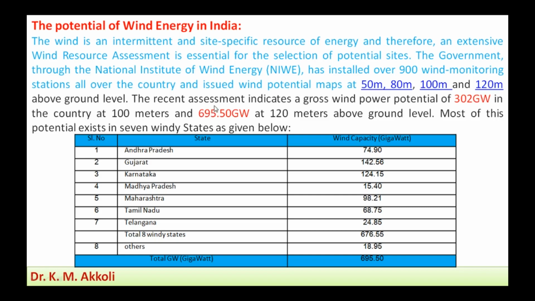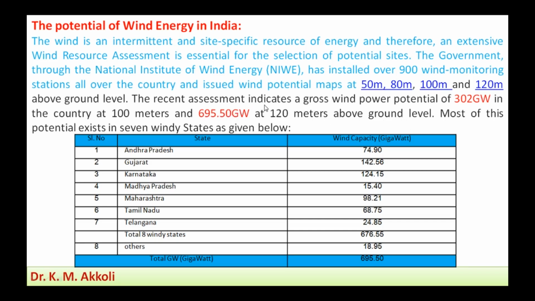Here, you should know that if you move upwards from the ground level, the wind velocity increases. The reason for that increase in velocity is the obstacles on the ground surface. It may be buildings, industries, or hills. Those obstacles will not be there if you move in the upward direction. That's why at different heights, the wind velocities are different. And for all these 50 meter, 80 meter, 100 and 120 meter heights from the ground level, the availability of wind energy is estimated.